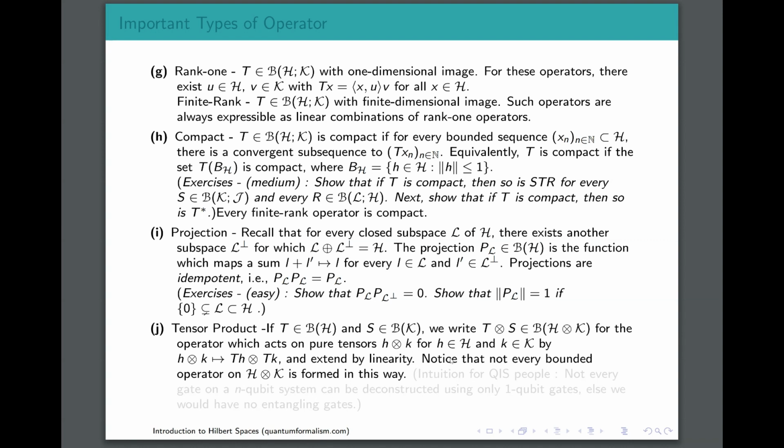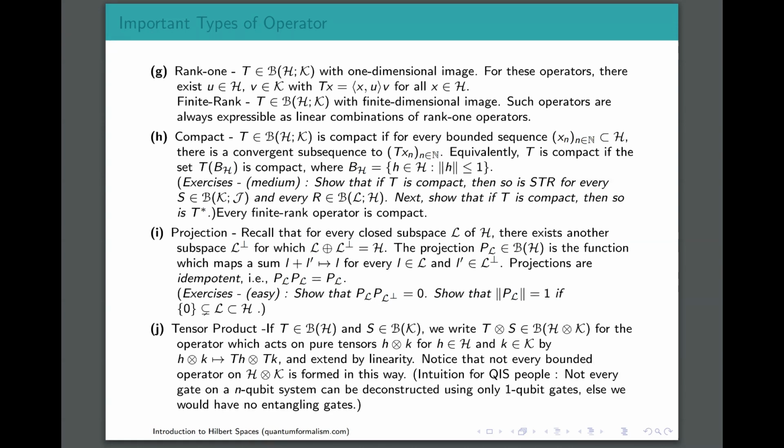We'll note that not every bounded operator on H tensor K is formed in this way. As an intuition for those of you familiar with quantum information science, not every gate on an n-qubit system can be deconstructed using only 1-qubit gates. The only gates which are of this form of big tensor products are the ones which can be enacted in parallel on all of the qubits. And the entangling gates are the ones which cannot be written in this way. This is one of the important things about quantum computing, which is what makes an n-qubit system so much more than the sum of its parts.